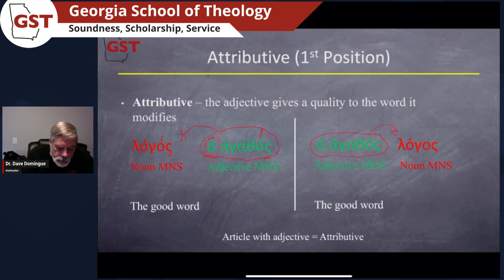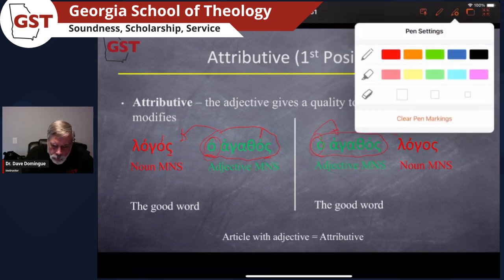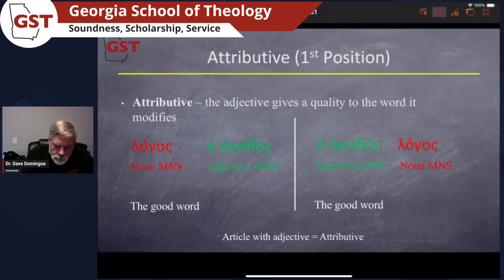So the word order here does not matter. What does matter is the article is associated with the adjective. And that tells you that it's functioning attributively. This particular view is called the first position, and it doesn't matter the order. It's the first position because the article is with the adjective, and there is no article with the noun it's modifying.